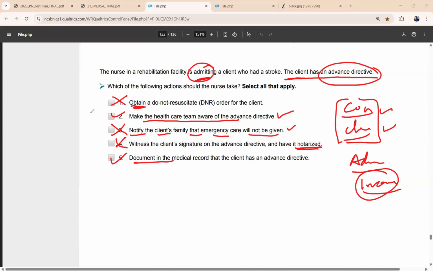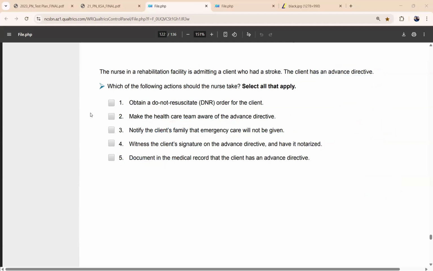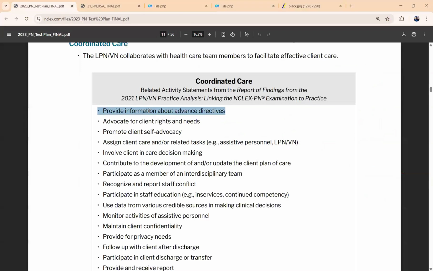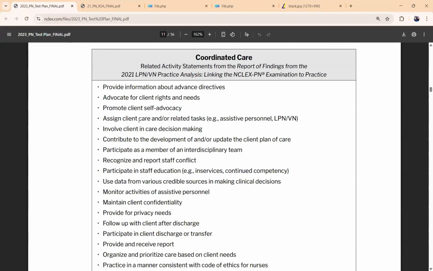So what I want you to do for me is, the process of studying is not difficult, right? Go to the NCLEX test plan. This is the information I just taught you, advanced directive, right? So try as much as possible to learn or understand what the other content means as well. What does it mean to advocate for client rights and needs, and what are their rights and their needs? What does it mean to promote client self-advocacy, and what are those things we promote? So that's what NCLEX tests.